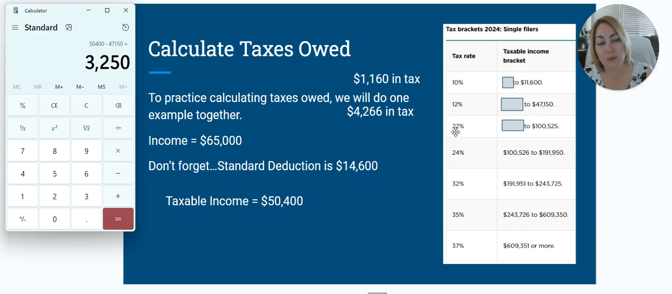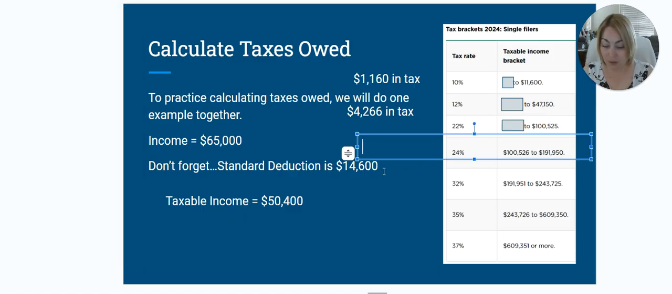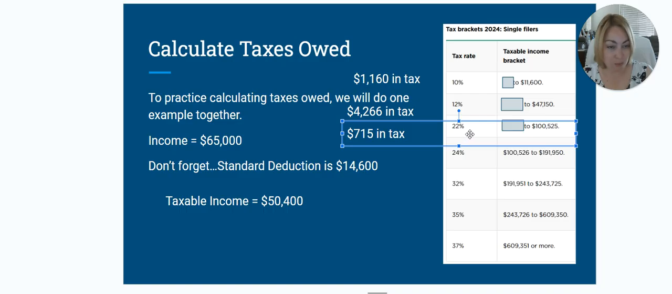Now you may have noticed when we figured out the other percentages, 10% turned into 0.10, 12% turned into 0.12. So if you had to take a guess, what do you think 22% is as a decimal? And if you're saying 0.22, you are correct. So we are going to multiply by 0.22, and I have to pay $715 in tax. Okay, and that is for the 22% bracket right there.